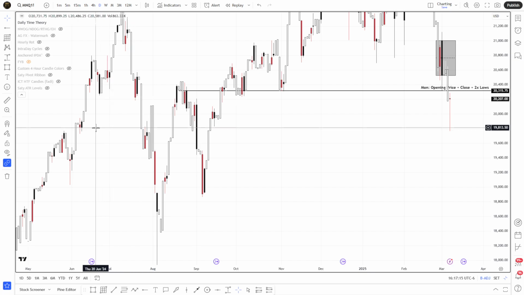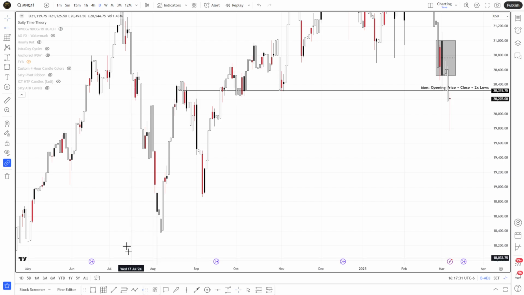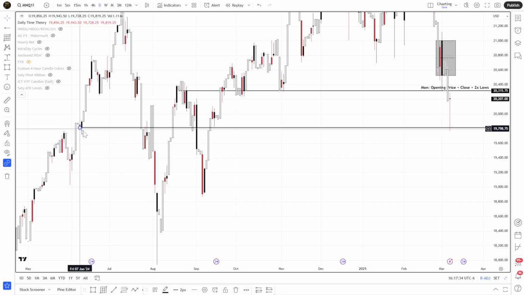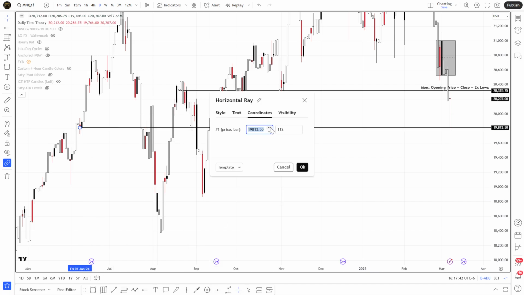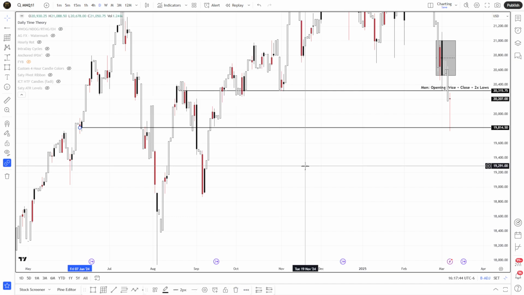Pretty close to opening price right here. Opening price of this Monday is the exact CE of this Monday wick and the mean threshold of this candle body. So we'll draw a line out. Okay, what's the open? Open is 1814.50. All right, there's the open.